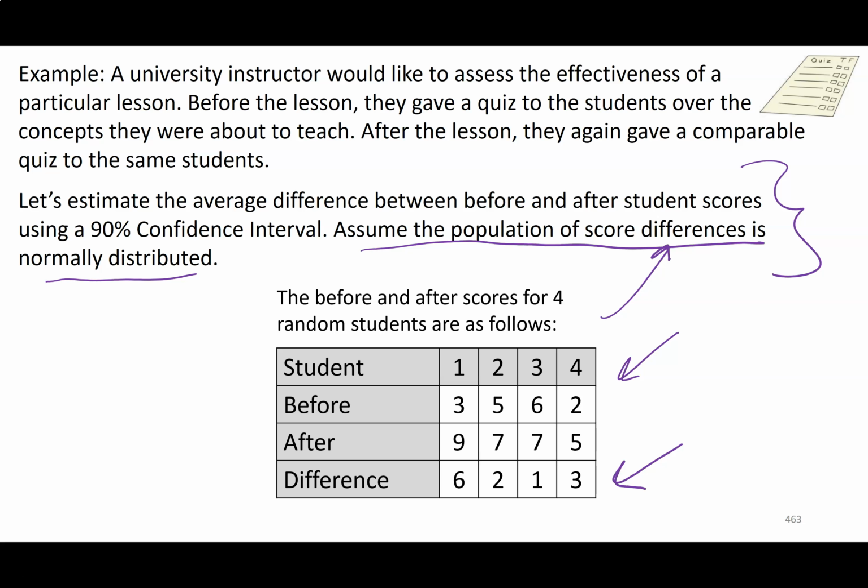So differences. Specifically, this is after minus before. It's really important that we keep track of which order the subtraction happened. So 9 minus 3 is 6. 7 minus 5 is 2. A lot of times in stats, we just subtract in the order that gives us fewer negative numbers, but it doesn't matter. We could have subtracted in the other direction. It would be exactly the same results.